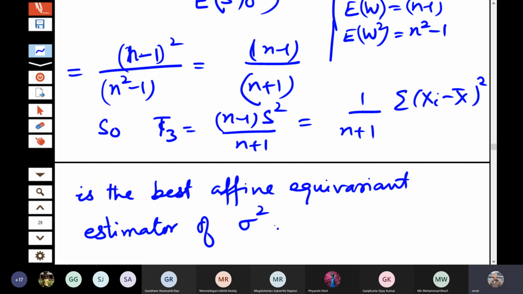Is the calculation and this procedure clear to you? Yes, sir.